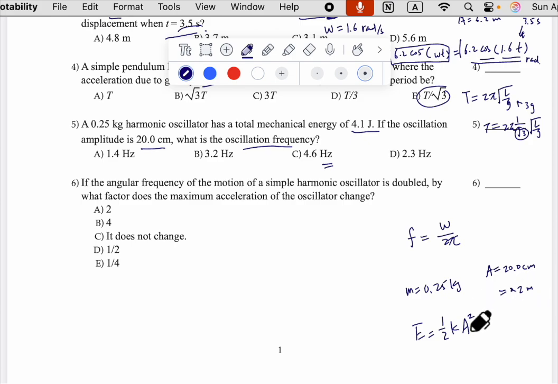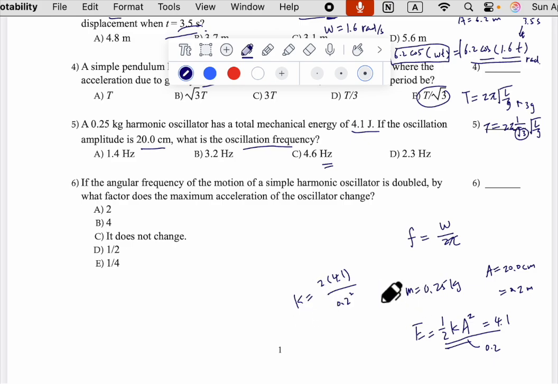Now total mechanical energy is 4.1 joule. That is mechanical energy, and this is 0.2. So plug A equal to 0.2 into this equation, and you can figure out what K is. So K equals, just like this equation, plug 0.2 into A. So this is 2 times 4.1 divided by A squared, 0.2 squared. This is K.